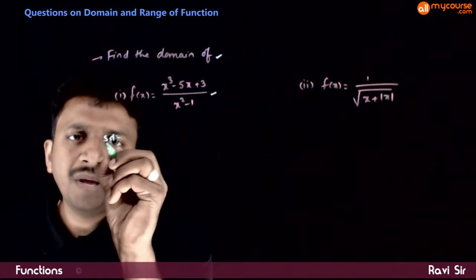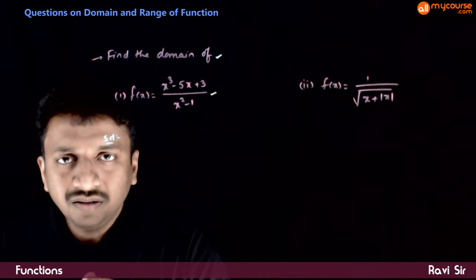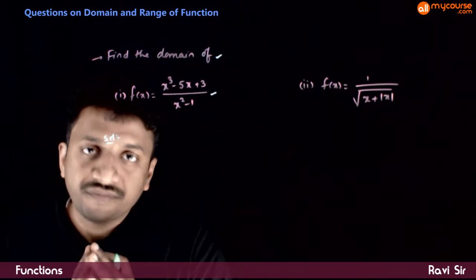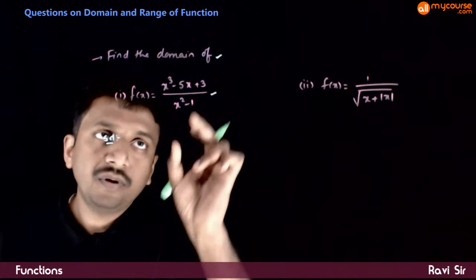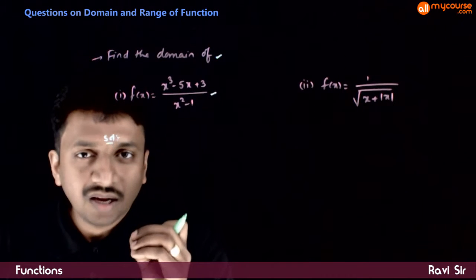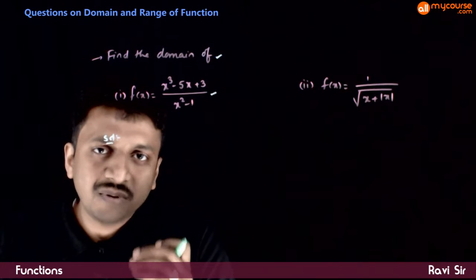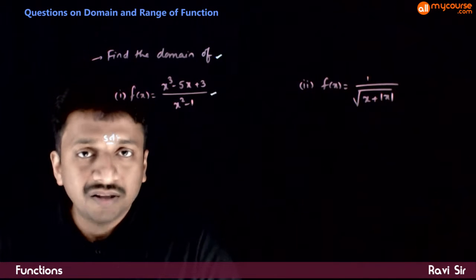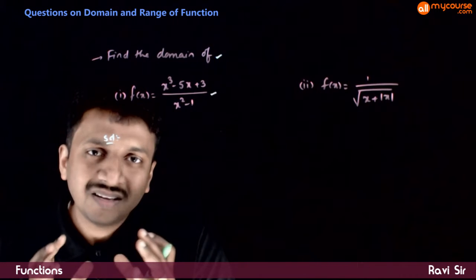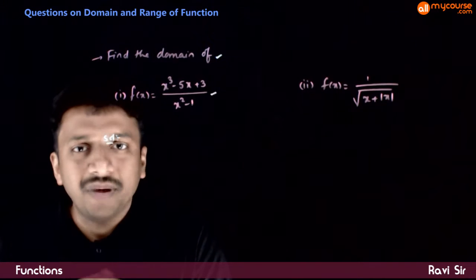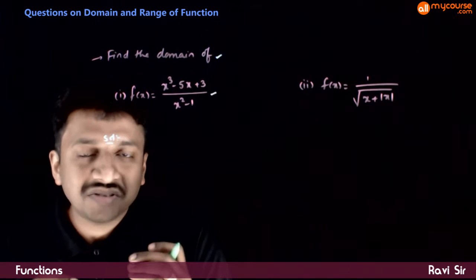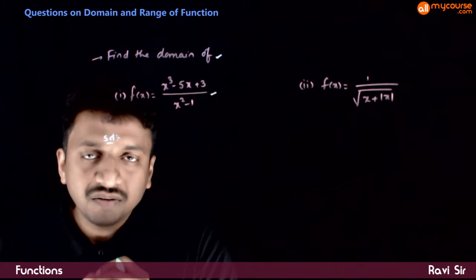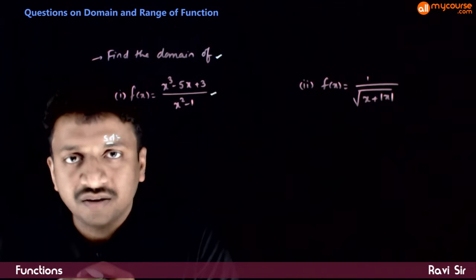So what is the meaning of domain? The domain of the function is a set of all those values of x for which the function is defined. If you look at any function, every function will be made up of some of the basic functions. In the first module on functions, we have seen different types of basic functions, and we have seen the domains and ranges of the basic functions. So whenever a complicated function is given, you'll have to make use of the basic functions.